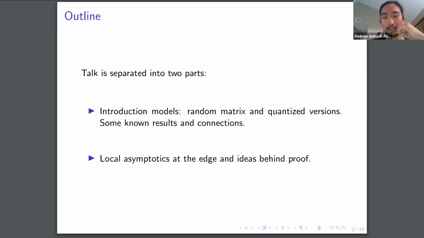more for the purpose of giving you a sense and an idea of what these models are and what kind of results there are. And then the second half will transition and focus on the specific problem of studying local asymptotics at the edge. And we'll look at a specific situation where the Airy point process arises and give you a sense of some of the ideas behind the proof. And this will be a very integrable probability-based approach. Okay, so I'll introduce the model now.